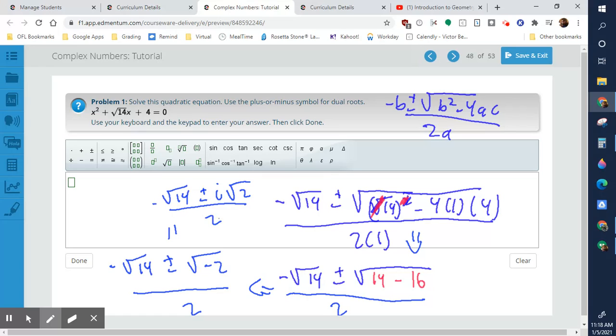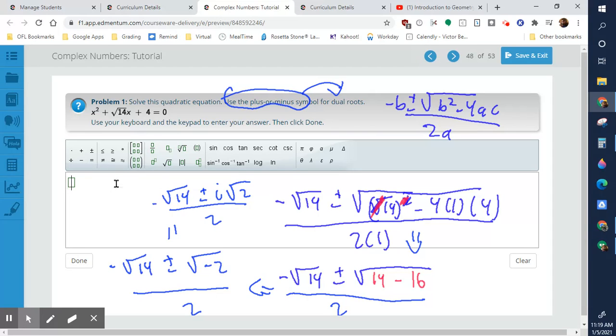So let's see what it has here. Use the dual plus or minus symbol. So they do want us to write it exactly like this because they're saying right here, use the plus or minus symbol for dual roots because we're going to have 2 roots here. All right, so let's see how picky Edmentum's going to be with me right now. Let me actually use the eraser because I don't want to erase too much. I wrote the answer in a bad spot. Let me see how much I can write in here.